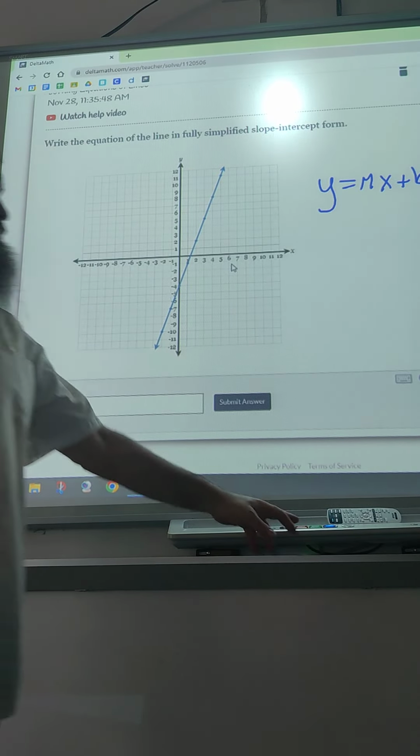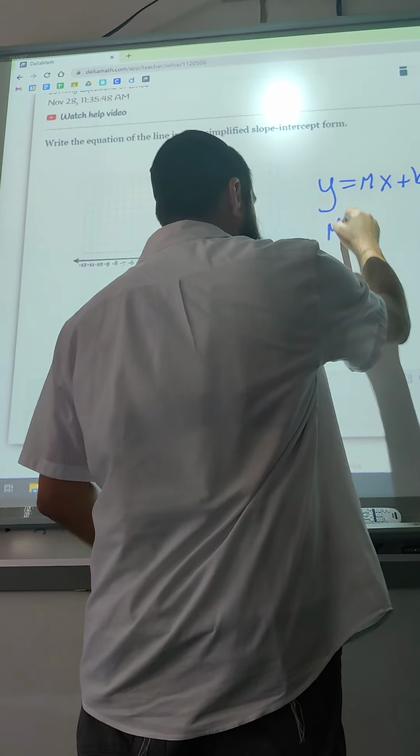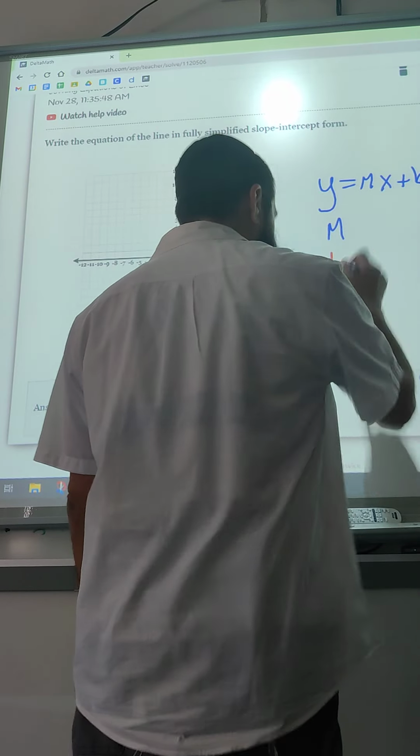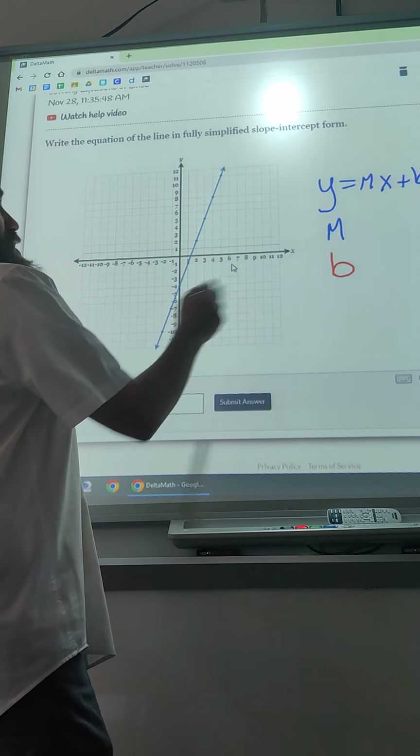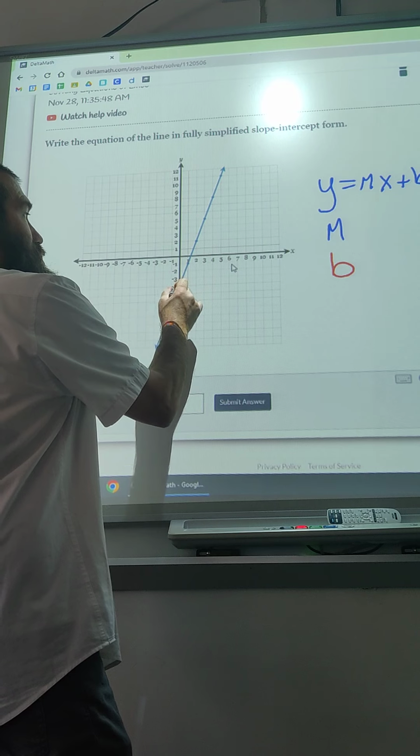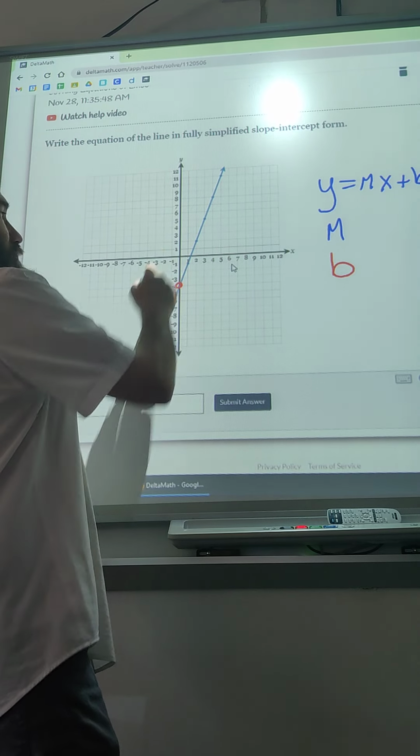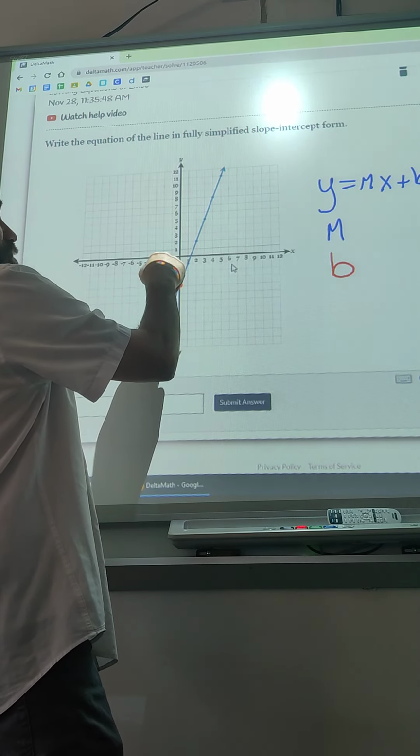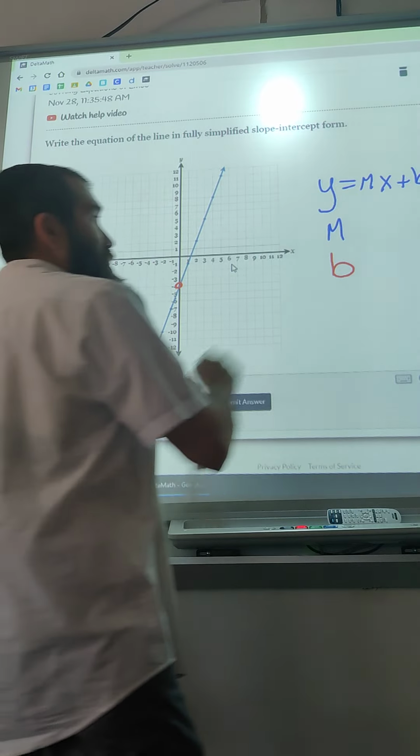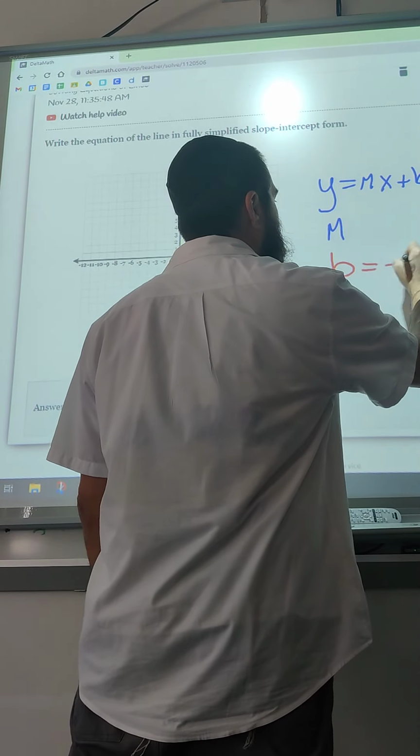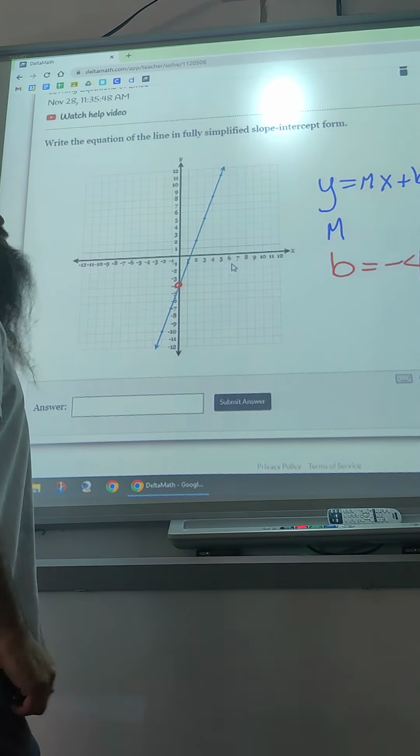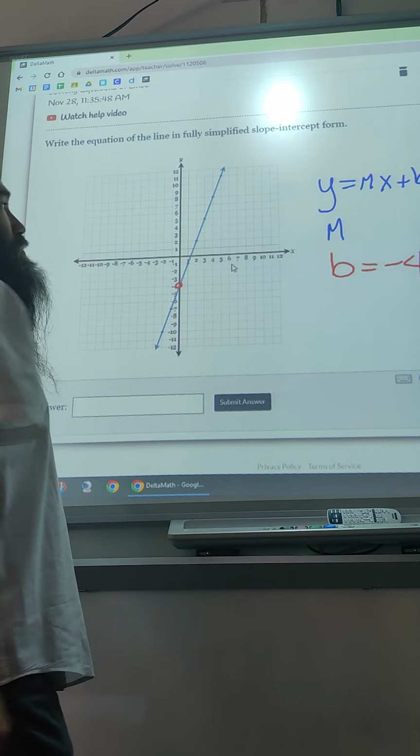So you need 2 points, 2 important points: your m, or your b. The first thing you need is your b, which is your y-intercept, where it intercepts the y-axis. In this case, that's a negative 4. Your m is your slope or rate of change.